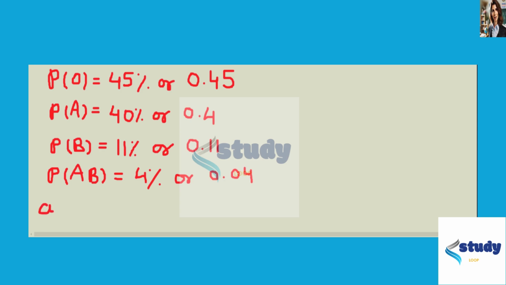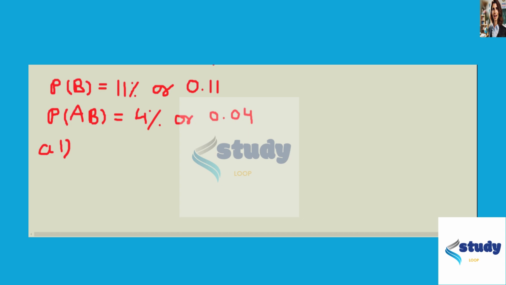Now the first question asked is, someone volunteers to give blood. What is the probability that this donor has type AB blood? We have found the probability that a person will have type AB blood to be equal to 4%. So this probability is equal to 4%.